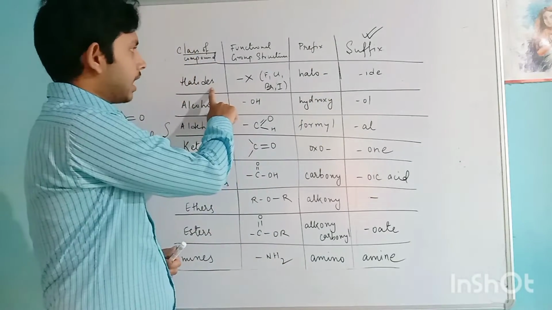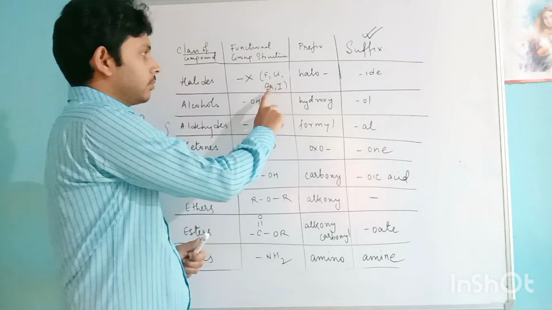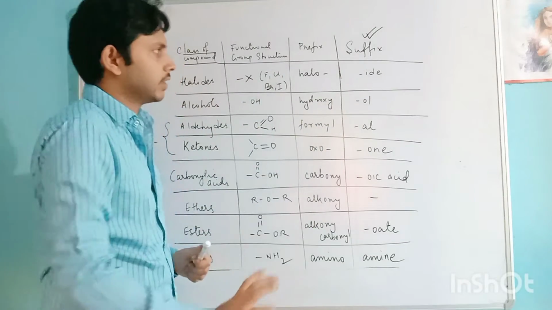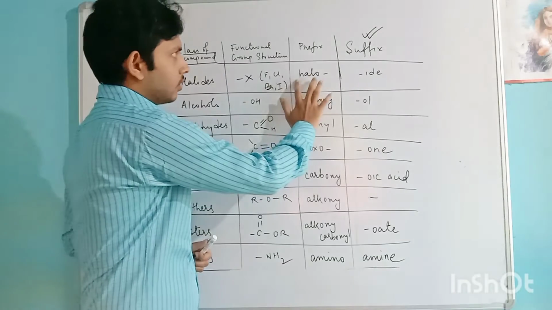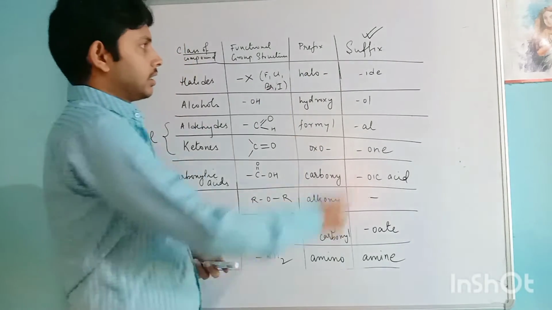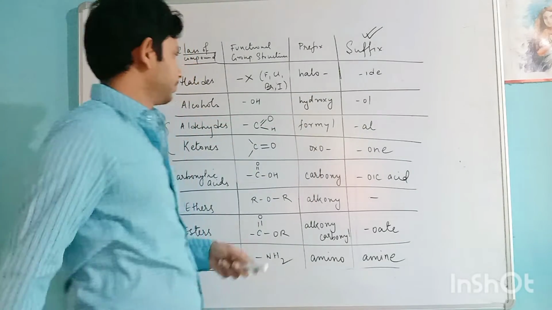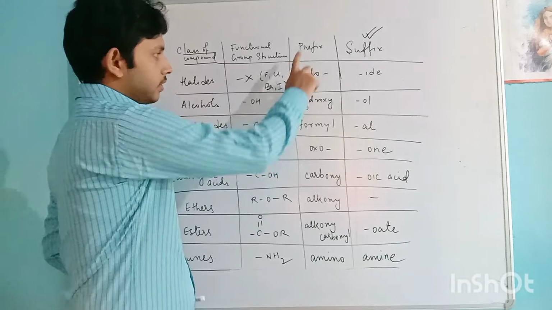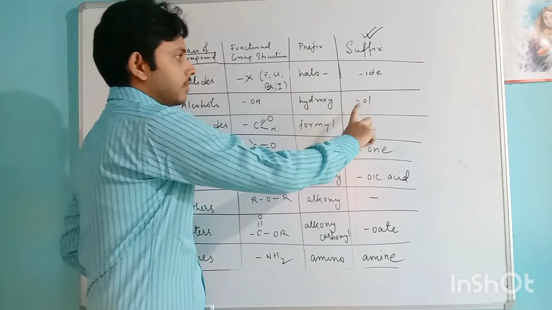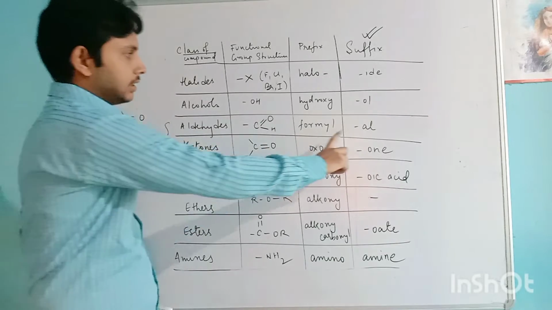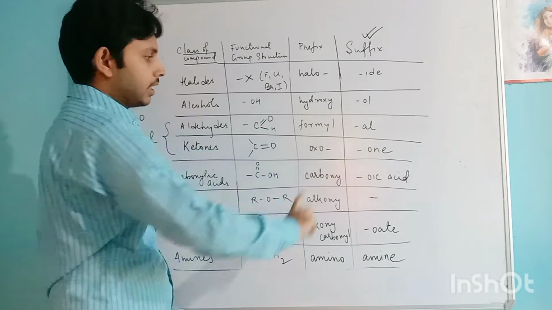For halides, halides are fluorine, chlorine, bromine, iodine. For halides, both can be used, anyone can be used. So the prefix is halo and the suffix is IDE. For alcohols, the prefix is hydroxy and the suffix is OL. For aldehydes, it is AL, prefix formyl.